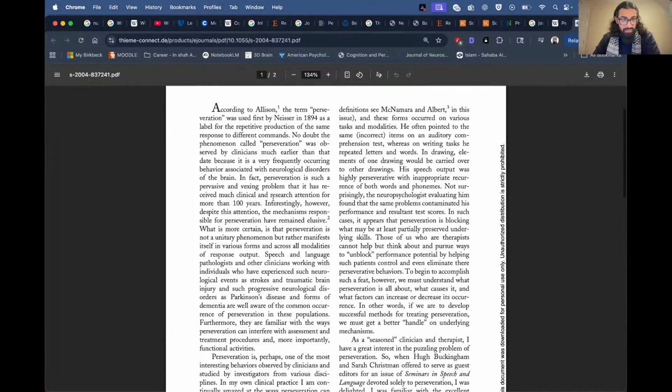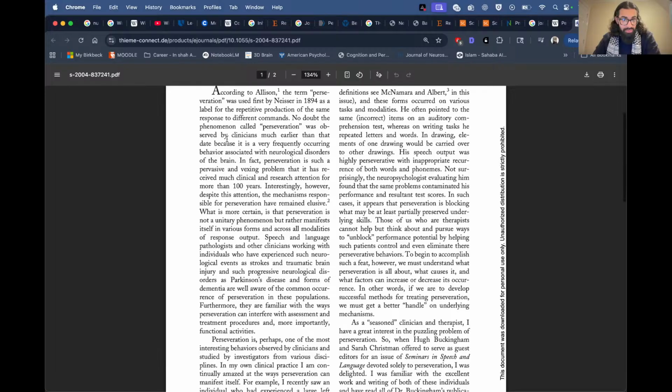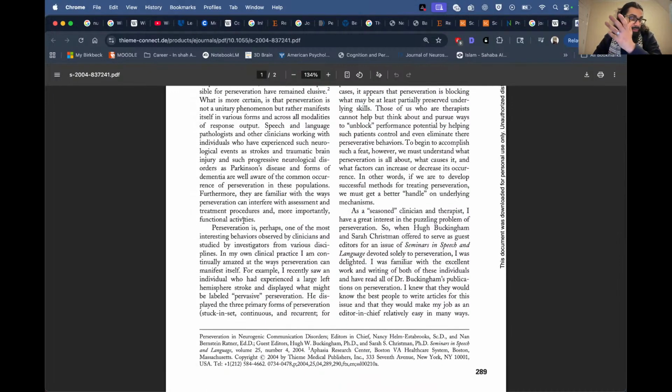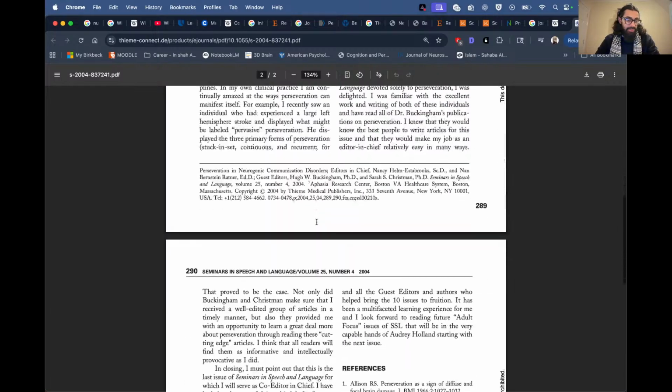According to Allison, the term perseveration was used first by Neisser in 1894 as a label for the repetitive production of the same response to different commands. No doubt the phenomenon called perseveration was observed by clinicians much earlier than that date, because it is a very frequently occurring behavior associated with neurological disorders of the brain. So you can already see how neurology played a role in this. And then with neurology plus neuroscience, you had psychology merging together to make neuropsychology. So it's been around for more or less 120 to 130 years.